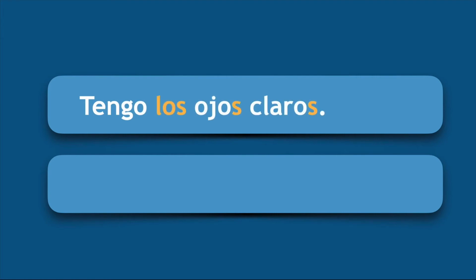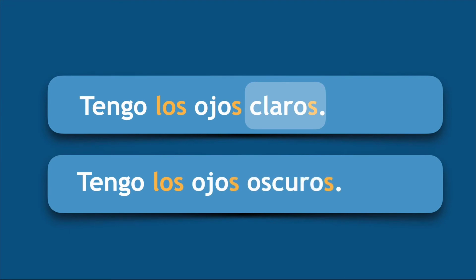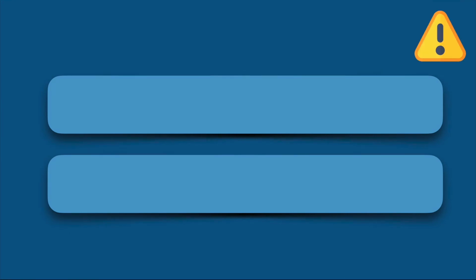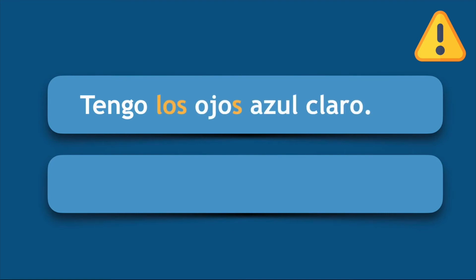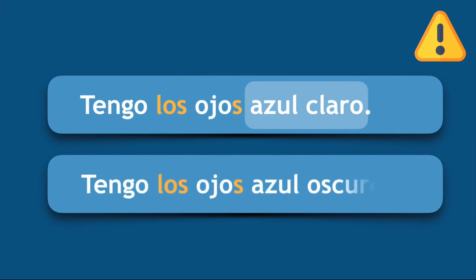If you want to add more detail, such as light or dark, you will have to say tengo los ojos claros, I have light-colored eyes, and tengo los ojos oscuros, I have dark-colored eyes. But be careful, if you need to say the color plus light or dark, then you will use the singular for both adjectives, even when you are describing a plural noun. Then, tengo los ojos azul claro, I have light blue eyes, and tengo los ojos azul oscuro, I have dark blue eyes.